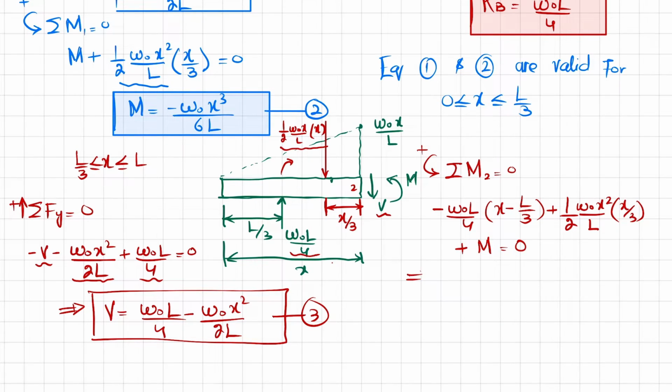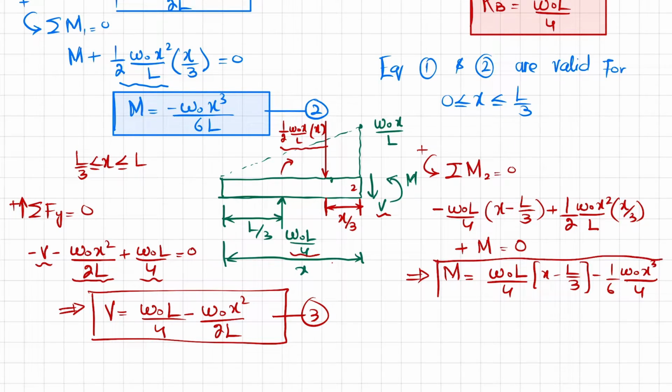So from here, after solving it, the moment will be equal to W naught L over 4 into (x minus L over 3) minus 1 over 6 W naught x cube over L. And this is the moment equation for the region x greater than L by 3 and less than or equal to L. Let this be your equation number 4.